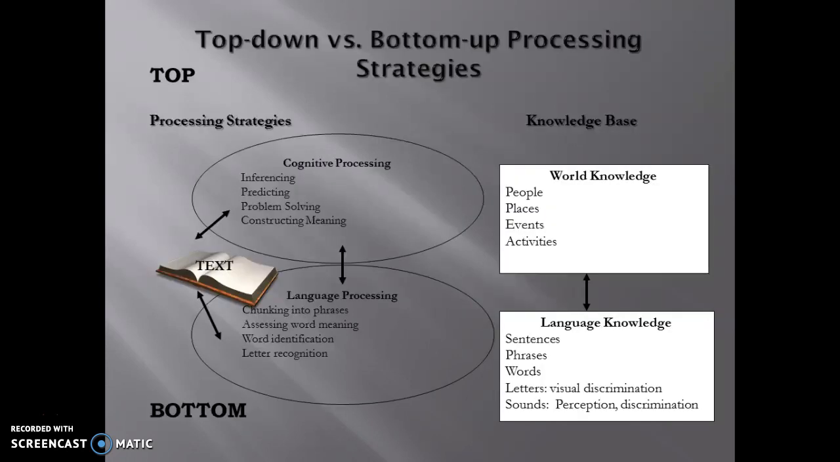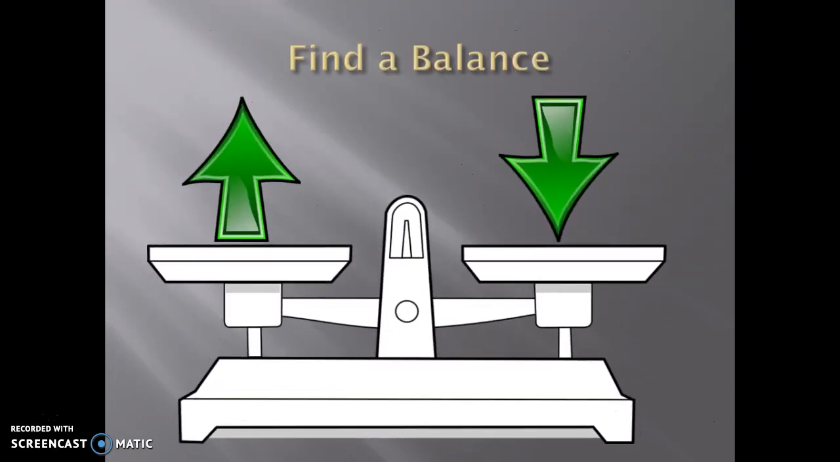Let's look at what really happens in our brains when we're reading. When we engage with text, we are actually using both our top-down processing strategies and our bottom-up language processing strategies at the same time. We have to have both of them developed. But the truth is, you can't have well-developed top-down strategies if you don't have good bottom-up foundation. So the trick is to find a balance. And that's what we're going to try to do.